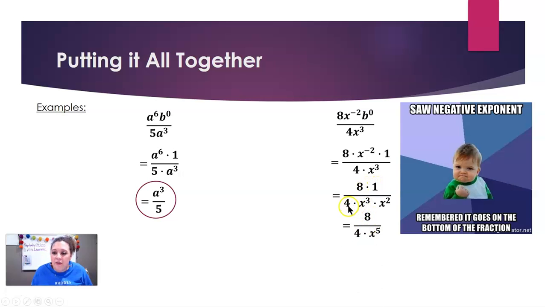And then I have 4 times x cubed times x squared. Again, if we are multiplying variables with exponents, keep the base the same. So we keep the x and add the exponents. 3 plus 2 is 5. So it's going to be 4 times x to the 5th power. But I think I can simplify that even more, because 8 divided by 4 is math that we can do. 8 divided by 4 is 2, so it becomes 2 over x to the 5th power.